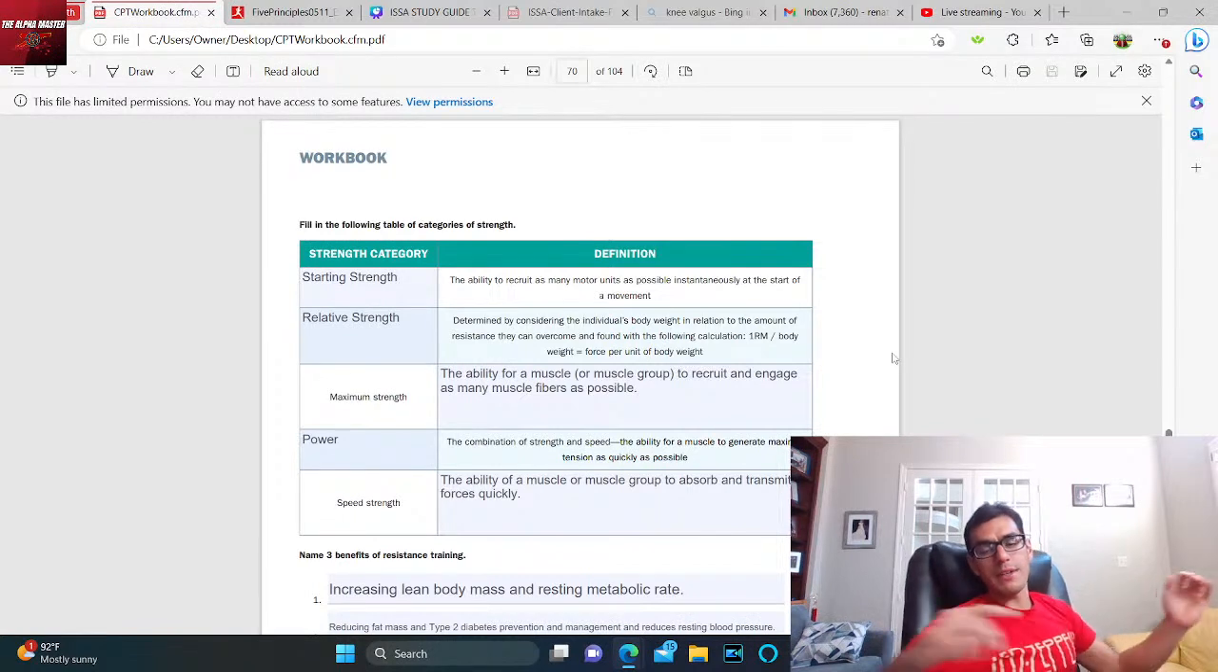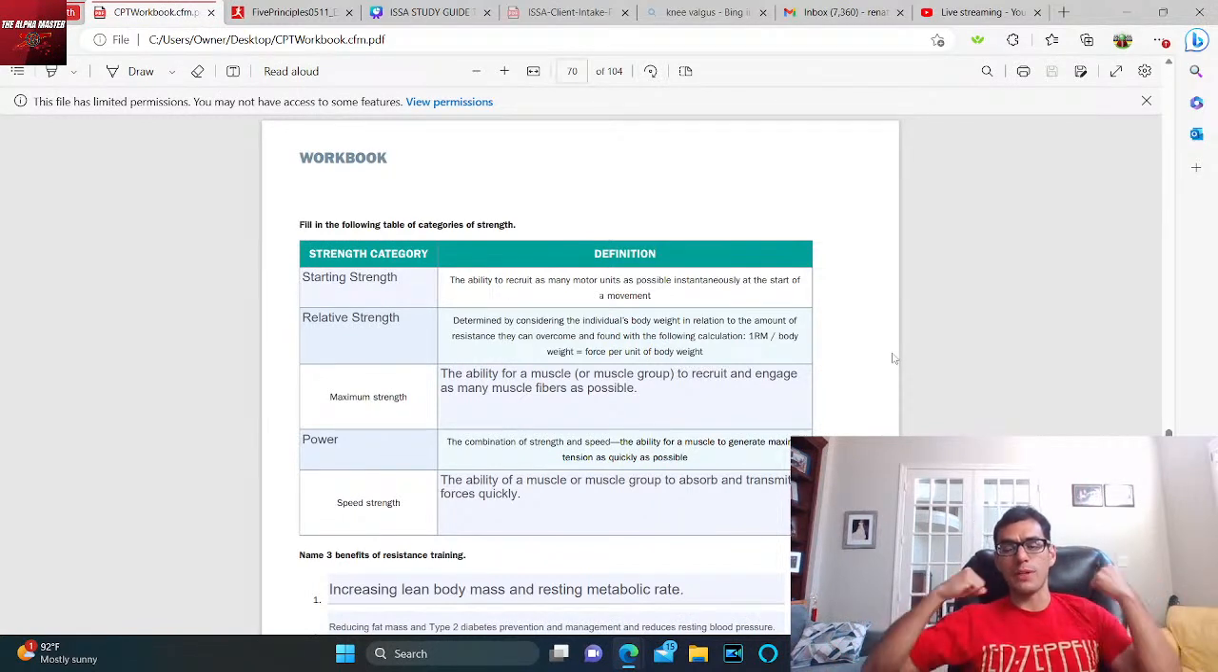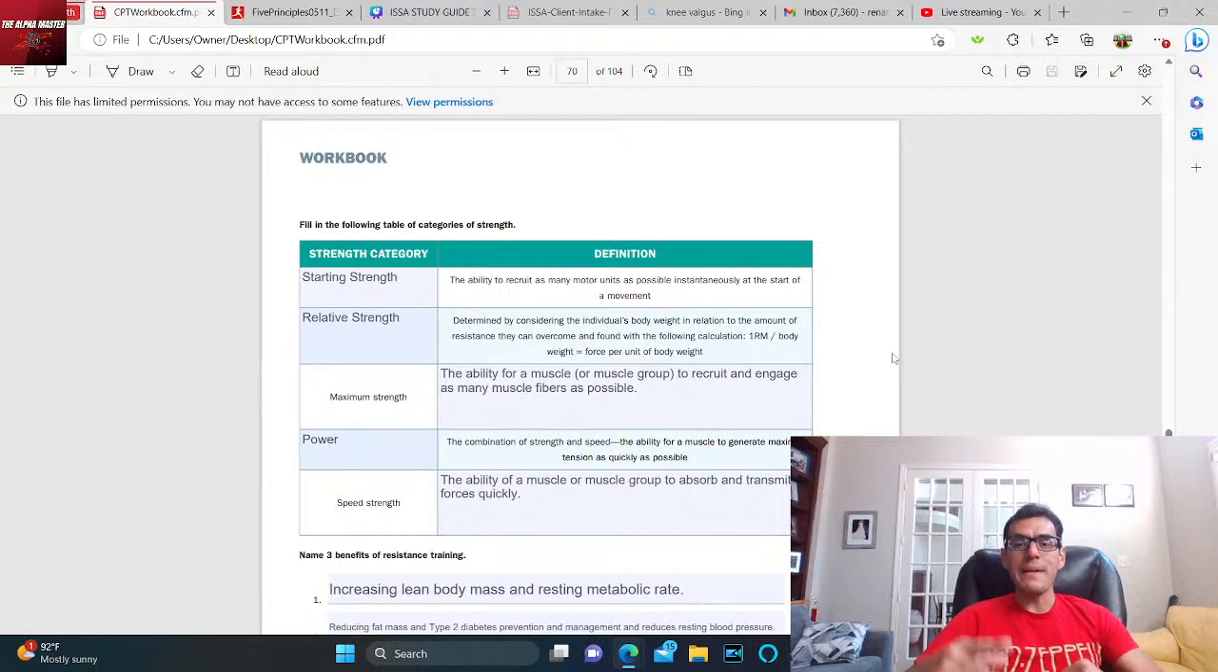And finally, speed strength is the ability for a muscle or muscle group to absorb and transmit forces quickly.